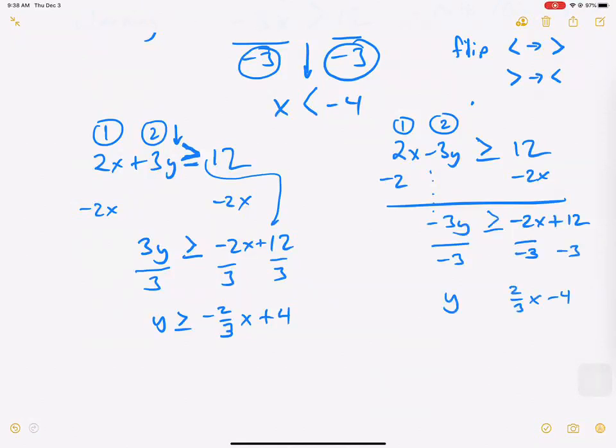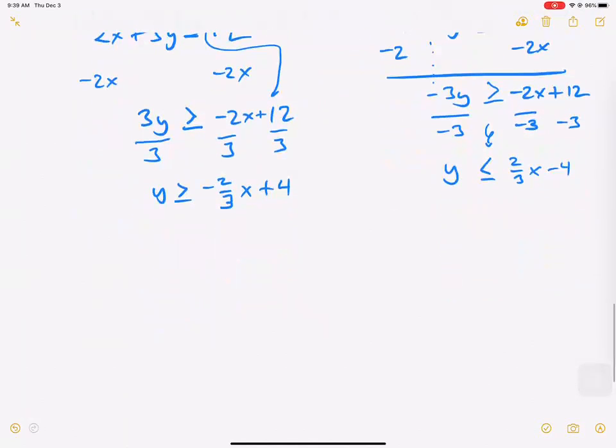Now, along with this, we just divided across our inequality by a negative. That means we have to flip our inequality. And that's something we have to remind ourselves. And you guys will be practicing that in your iExcel. Okay.